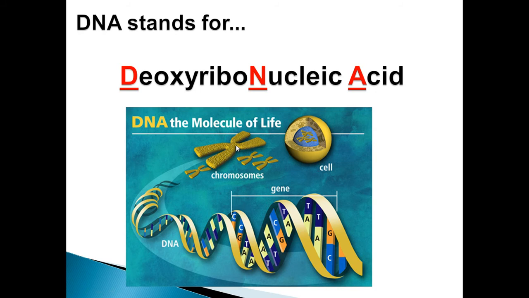These chromosomes are stored in the nucleus of a eukaryotic cell, which is what you and I and all mammals and plants have. A gene is just one segment, one piece or one portion of the DNA strand. That particular piece codes for one particular product, or is the code for one particular protein.